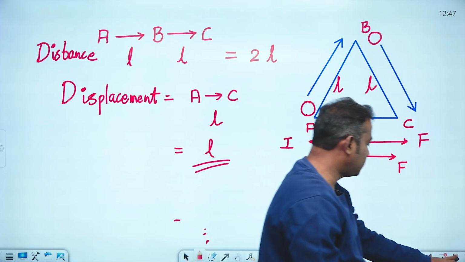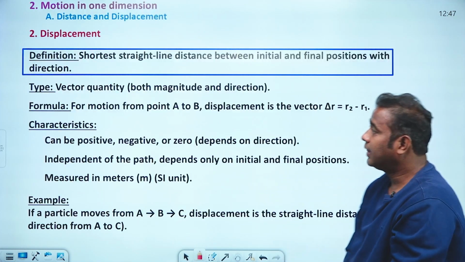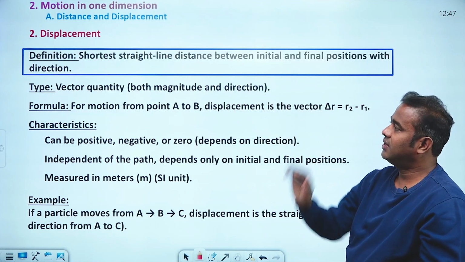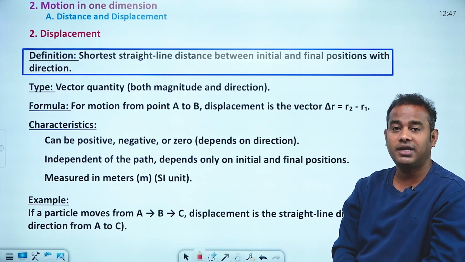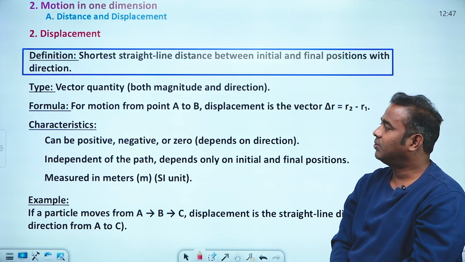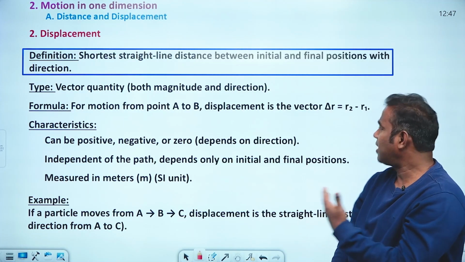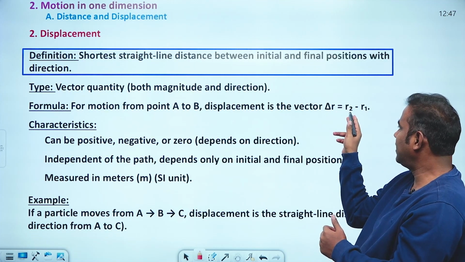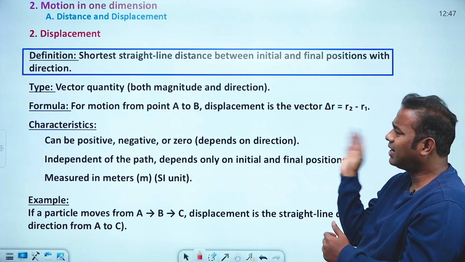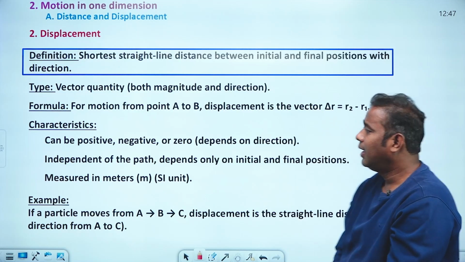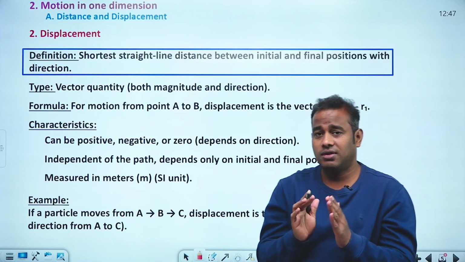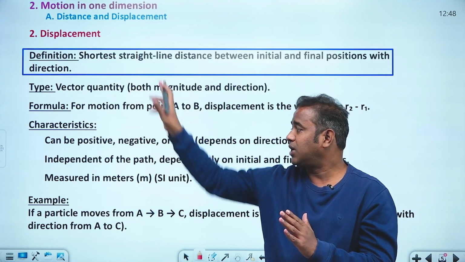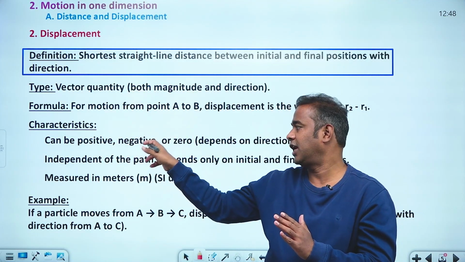Now try to understand this displacement here. Because of this direction, the displacement becomes a vector quantity. For example, if you look at the formulas here, the change in the respective length is final length minus initial. These are common things here. And the main characteristic difference between the distance and displacement is that the displacement can be positive, negative, or zero.